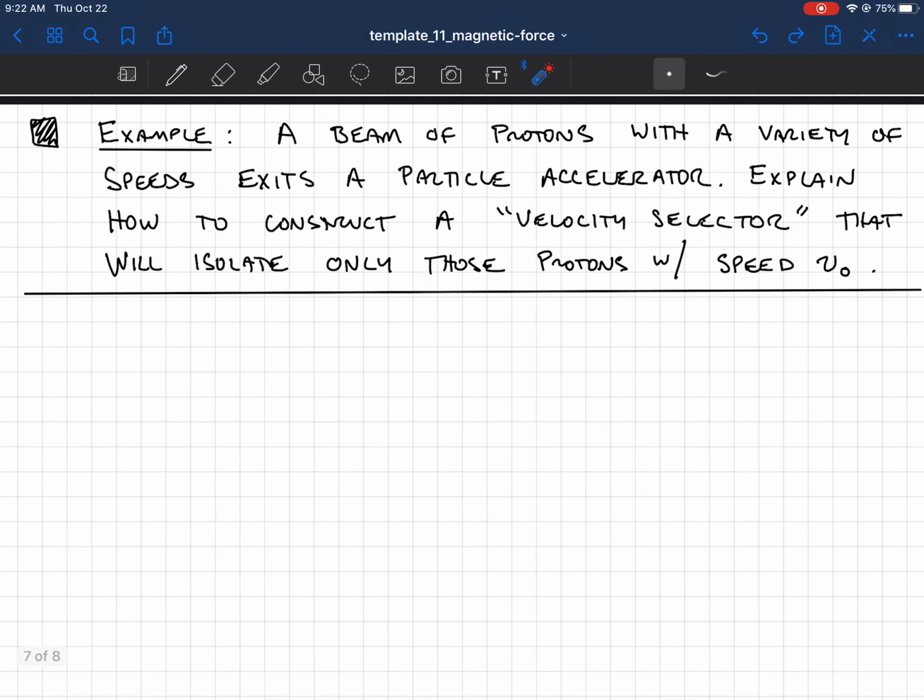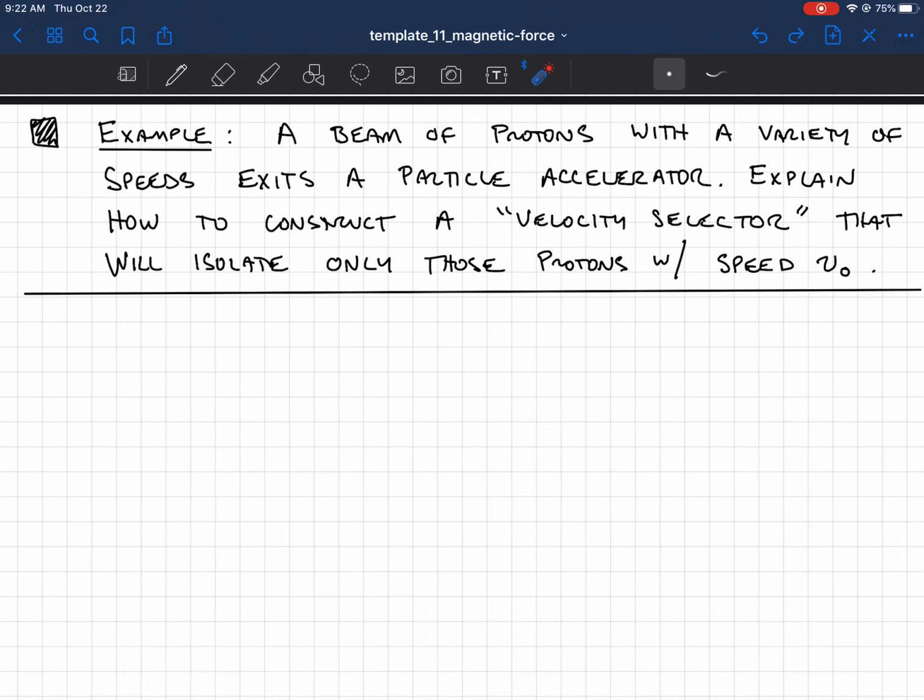Next question. We have a beam of protons that are exiting a particle accelerator, so there's something that speeds them up to high speeds. But there's a bunch of different speeds in this beam. So the question is, how do you construct what's called a velocity selector that will only isolate protons with a certain specific speed, which we'll call v naught.